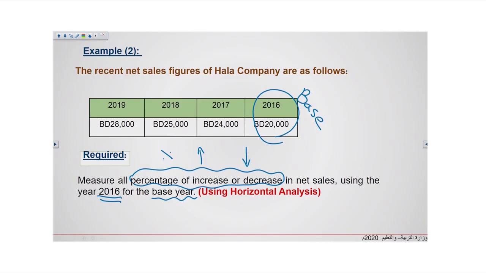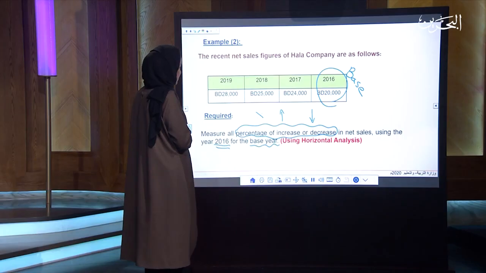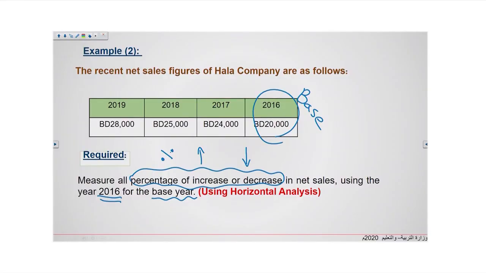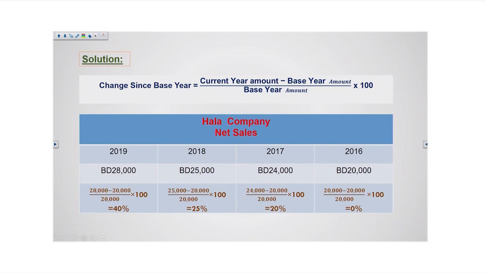Okay, we will use the second formula because the required is the percentage of increase or decrease. Okay, let's see the solution. The formula says the change since base year, current year amount minus base year amount over base year amount. Okay, so we will use base and base, multiply by 100.